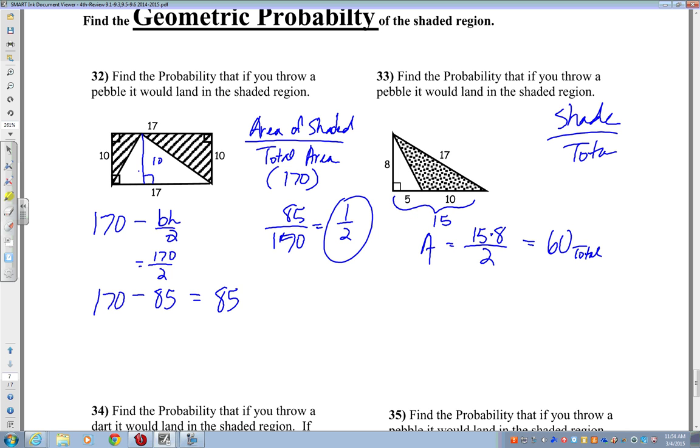All right. Now, what do we need to subtract from that total? The area of the small triangle, which is the 5 times 8 divided by 2. That's 20, right? Okay. So my ratio, 20 over 60, which reduces to 1/3. Yes. Okay. So are we okay with finding geometric probability ratios?